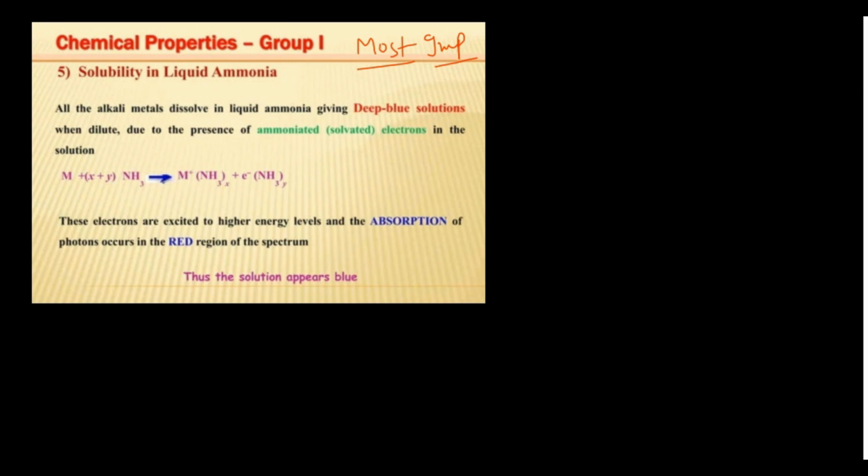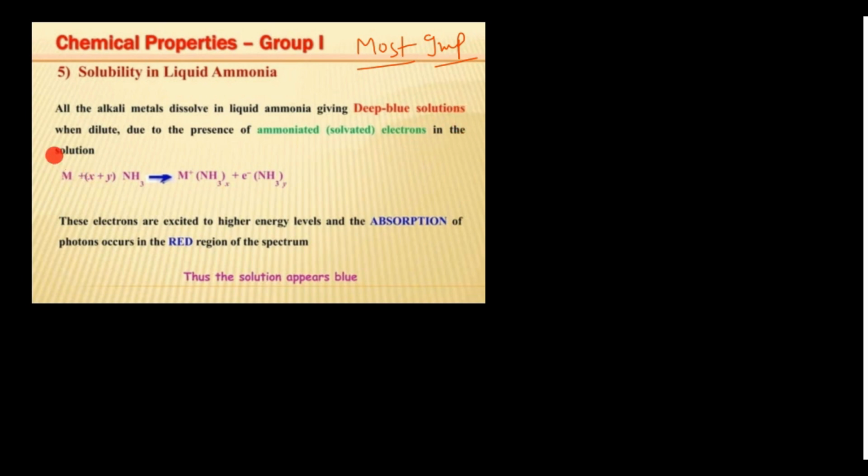So what is written here: all the alkali metals dissolve in liquid ammonia giving deep blue solutions. Initially it is not deep blue, actually initially it is light blue when the concentration is very dilute. When it is in dilute ammonia, the color is light blue, and when you increase the concentration, that means if you keep on adding more and more, then the color changes from light blue to deep blue. Here it is written, when dilute, due to the presence of ammoniated solvated electrons in the solution. But this is not the exact correct explanation.